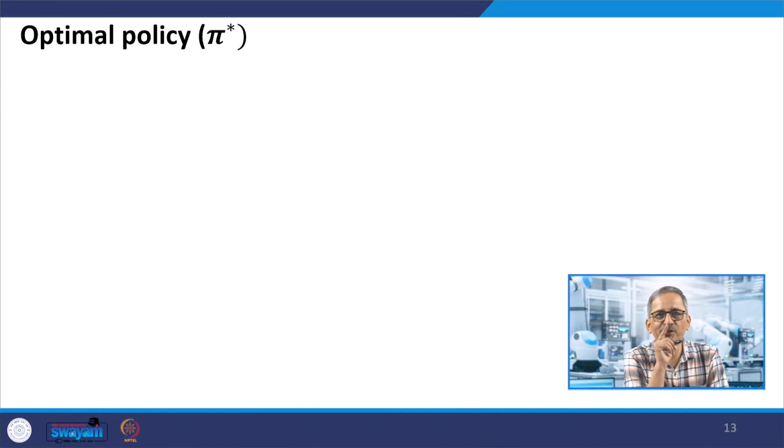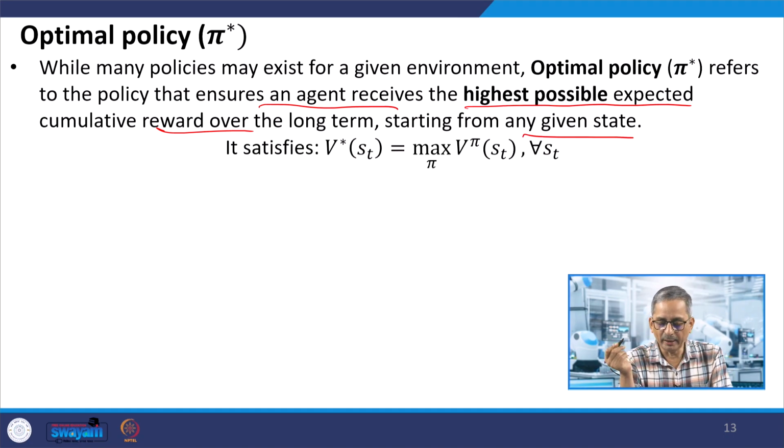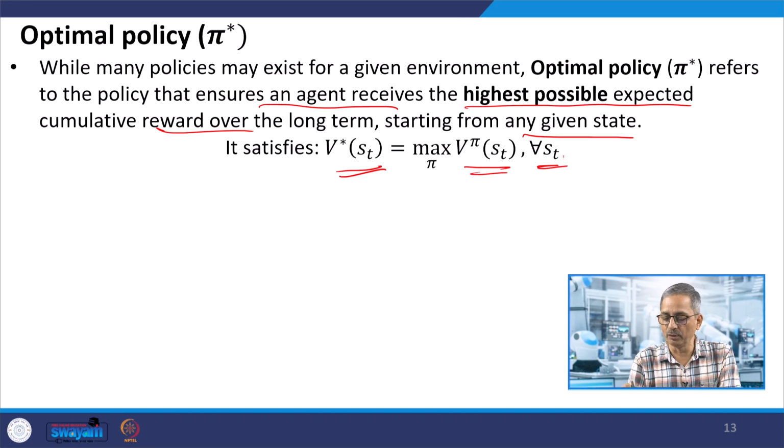Next question: for the policies we have seen, is there an optimal policy? While many policies may exist for a given environment, the optimal policy is the policy that ensures an agent receives the highest possible expected cumulative reward over the long term, starting from any given state. The optimal policy is expressed like this for all values of the state s_t.